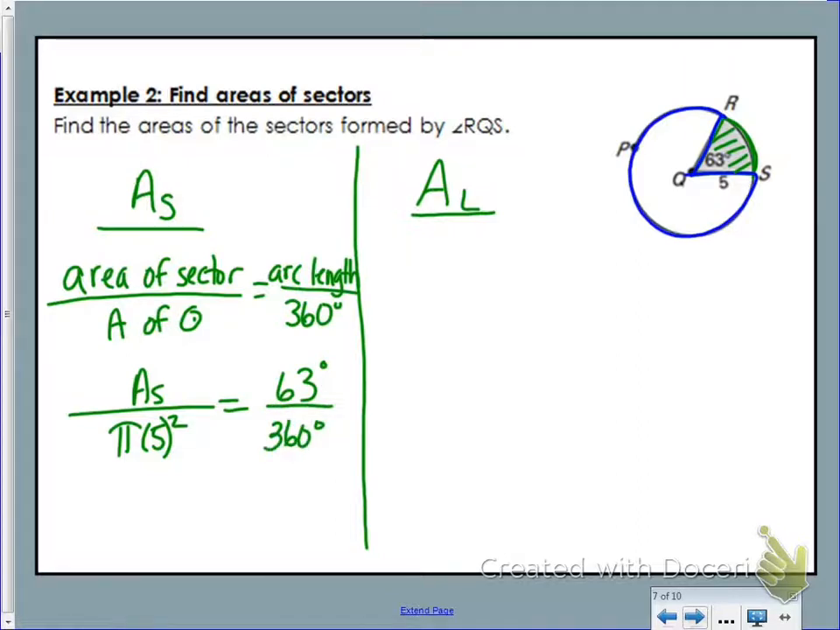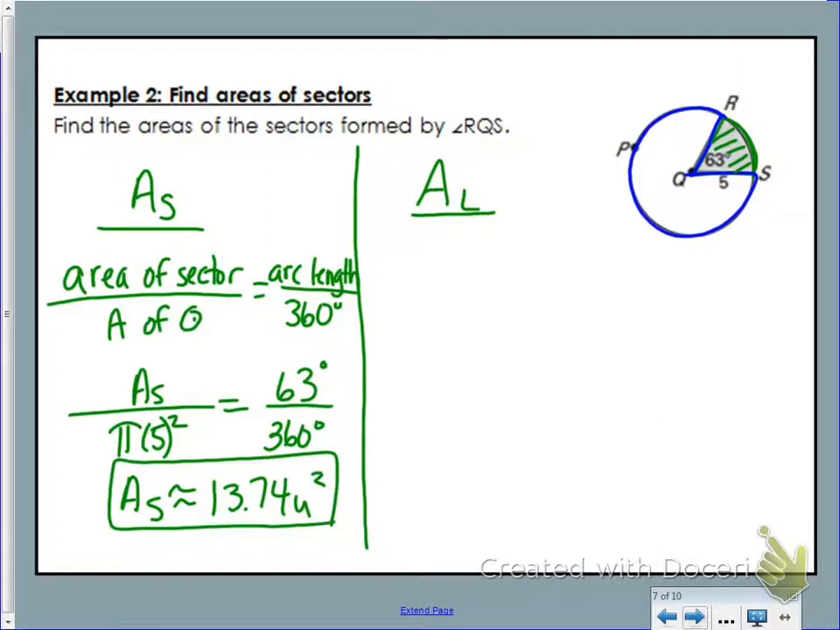So be careful when we're cross multiplying. We're going to multiply 63 times pi times 5 squared, and then divide by 360. So the area of the smaller sector should be about 13.74 units squared. If you need help with how to calculate that, please talk with me about that tomorrow. But make sure that you are checking that you can work this part of the proportion to get the correct answer. So don't just write down my answer, but actually work it yourself to verify you're getting the correct answer.